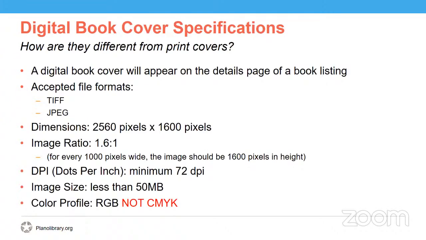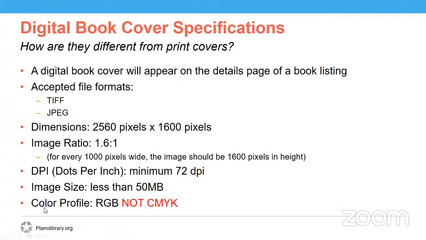Okay, good deal. So, digital book cover specifications. How are they different from print book covers? Well, a digital book cover will appear on the details page of a book listing. So typically this means it's going to be a thumbnail, which means it's not going to be that full physical 8 by 12 size. It's not going to be 6.5 by 11, which is some of the sizes of hardback books.